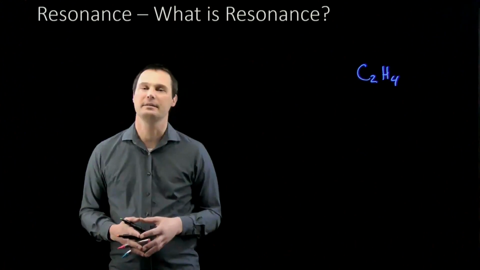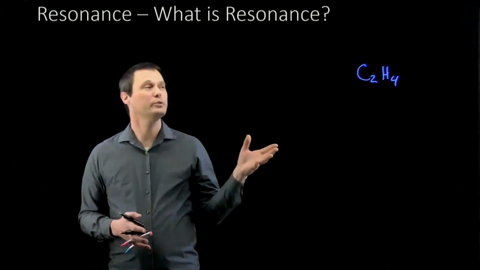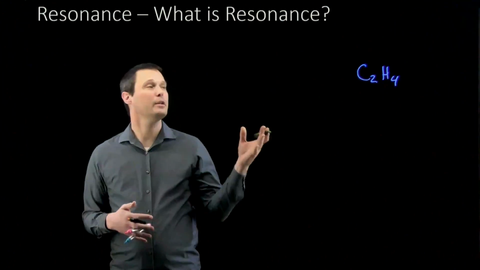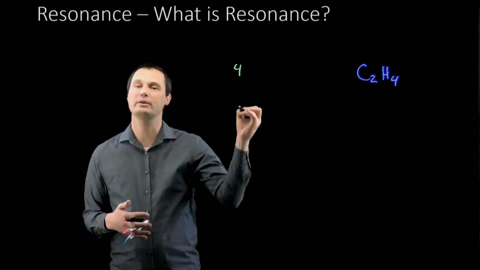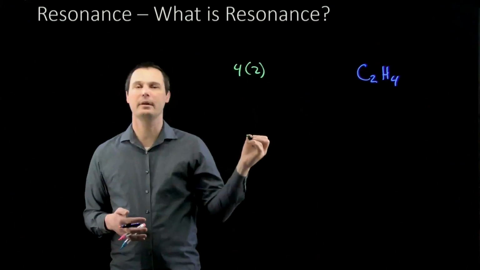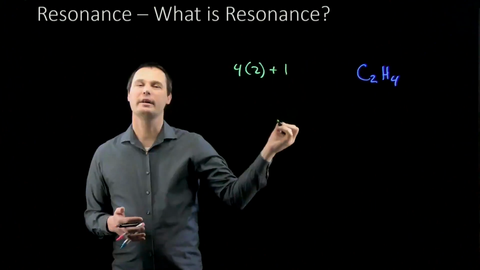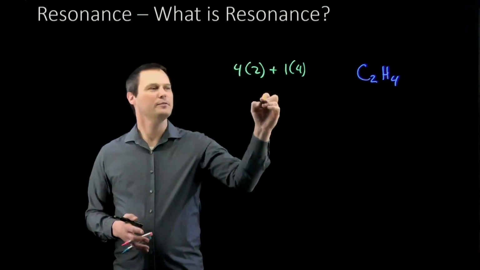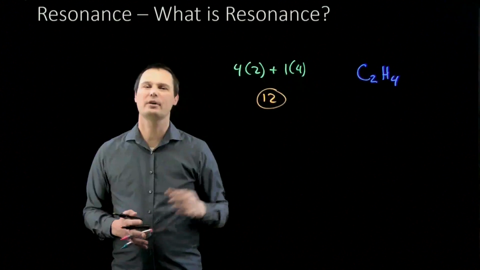define what resonance means. If you remember the first rule of drawing Lewis structures from molecular formulas, first we need to count up all of the valence electrons in the molecule. Carbon has 4 valence electrons around it in its neutral ground state configuration, and there are 2 carbon atoms in the molecule. Hydrogen has 1 electron in its neutral ground state configuration, and there are 4 of those. That gives us 8 plus 4, a total of 12 valence electrons in this molecule.